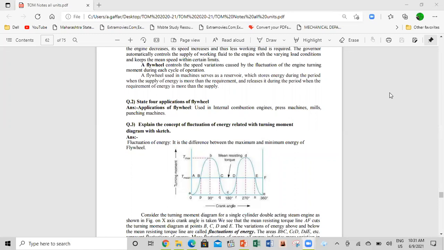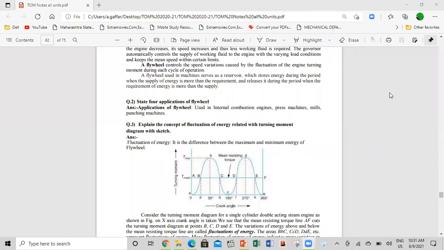At that time, IC engines perform a stroke. Okay. Another function of flywheel is to store the energy. Which energy? Extra energy which is generated in power stroke.